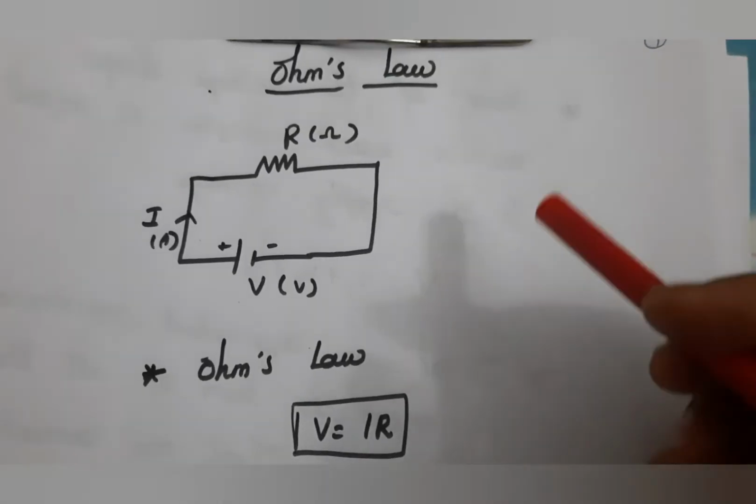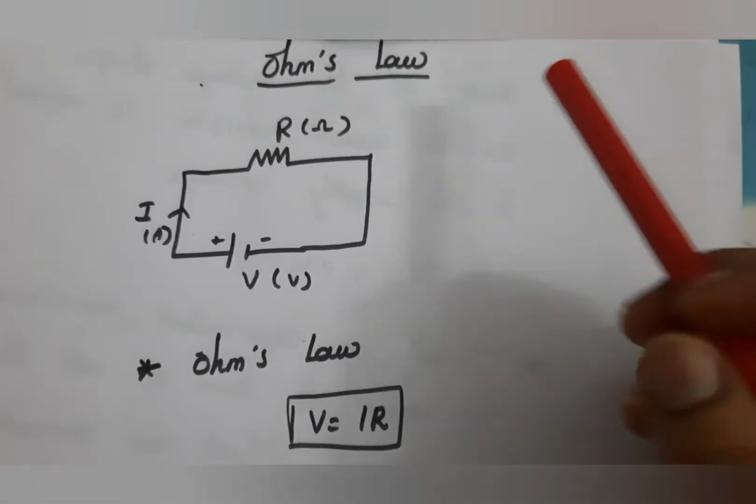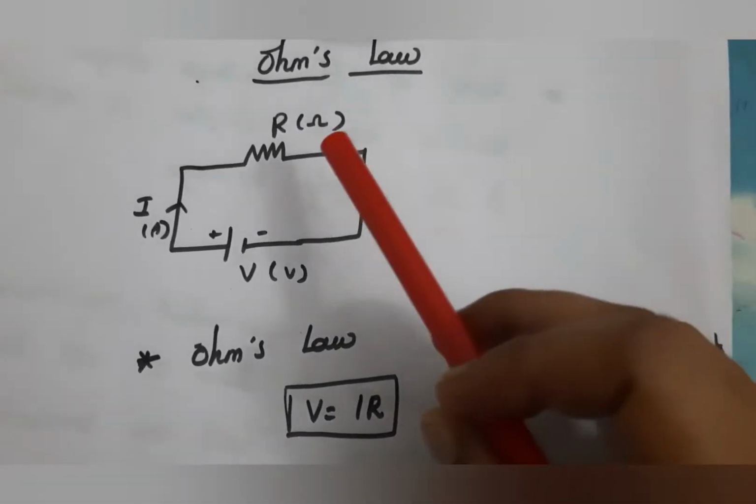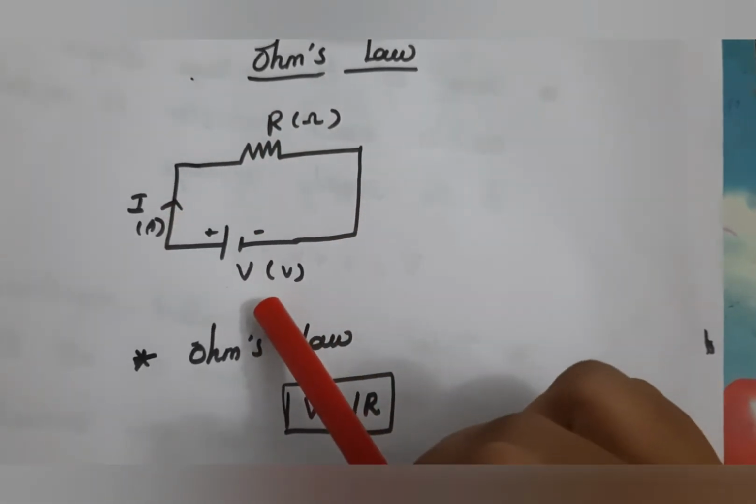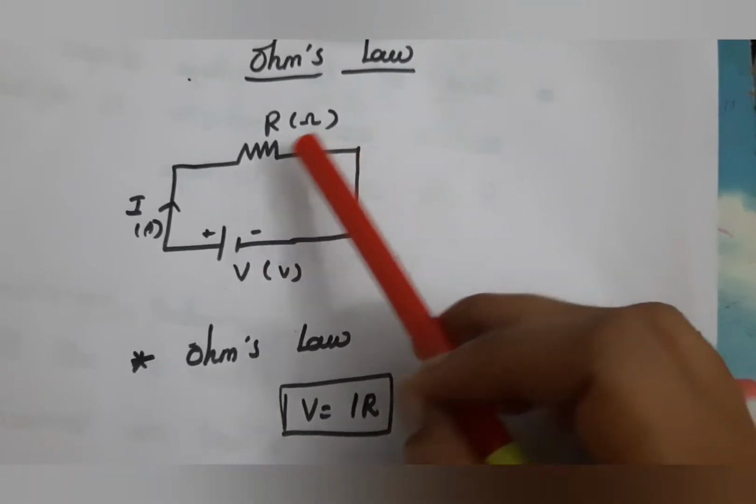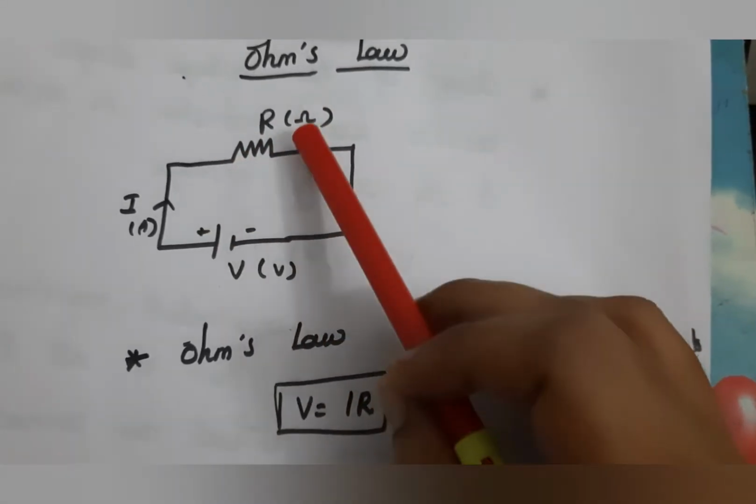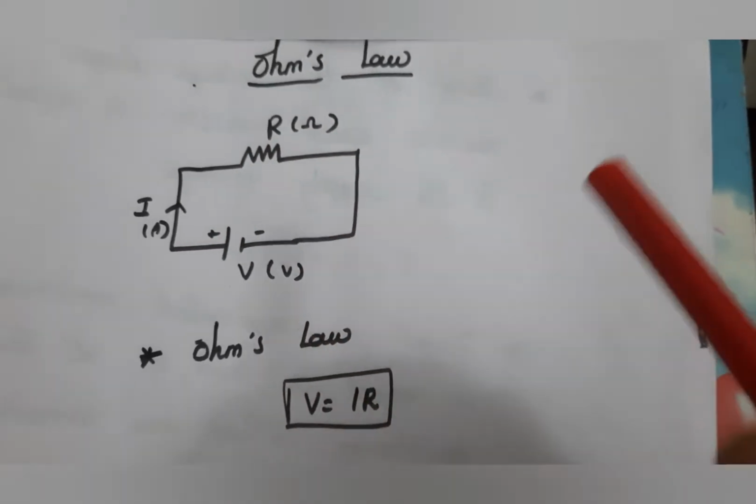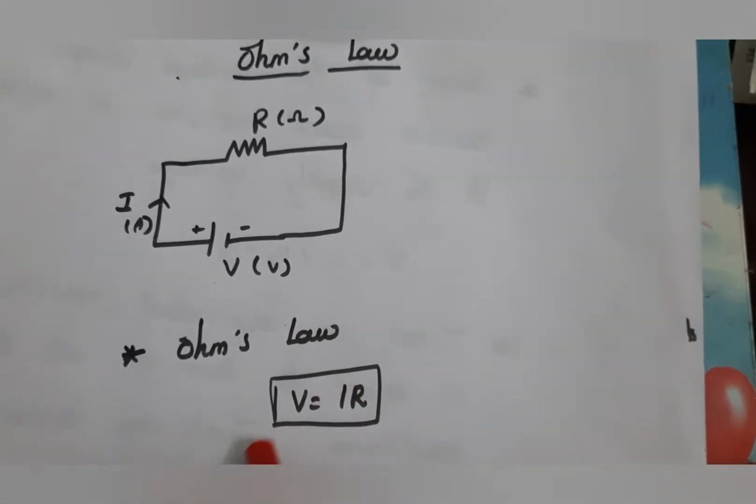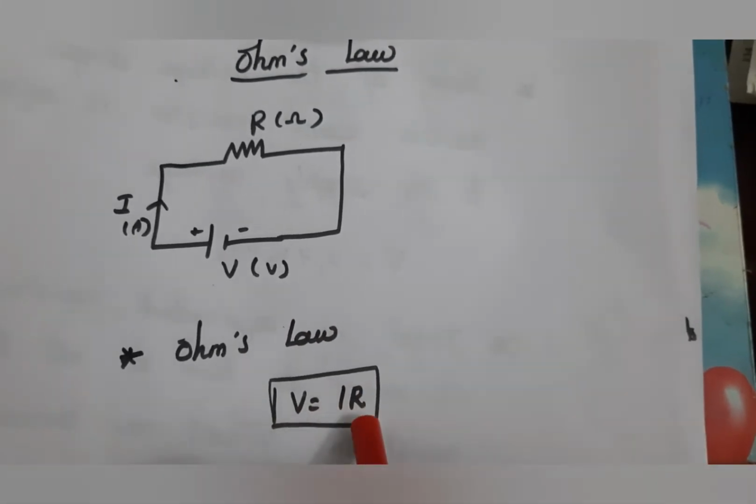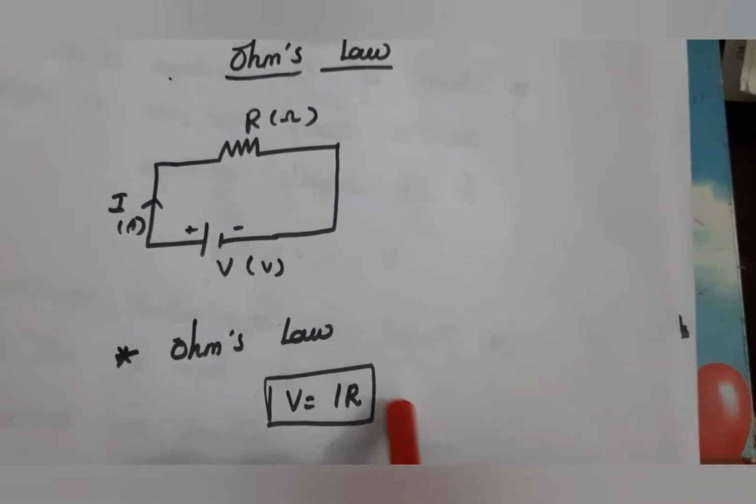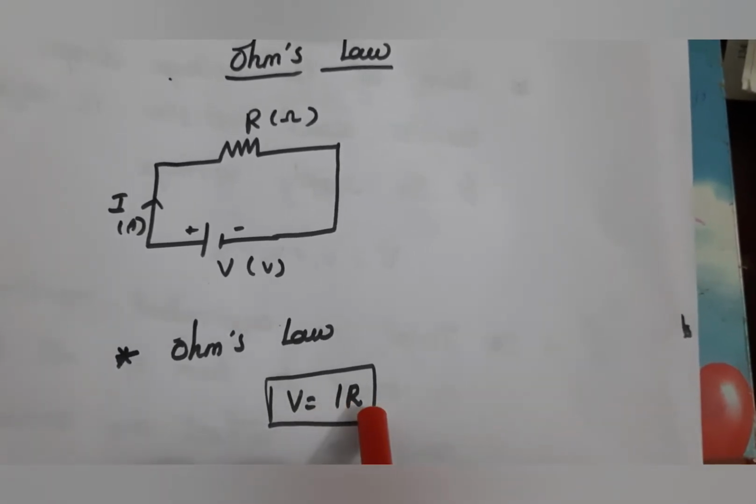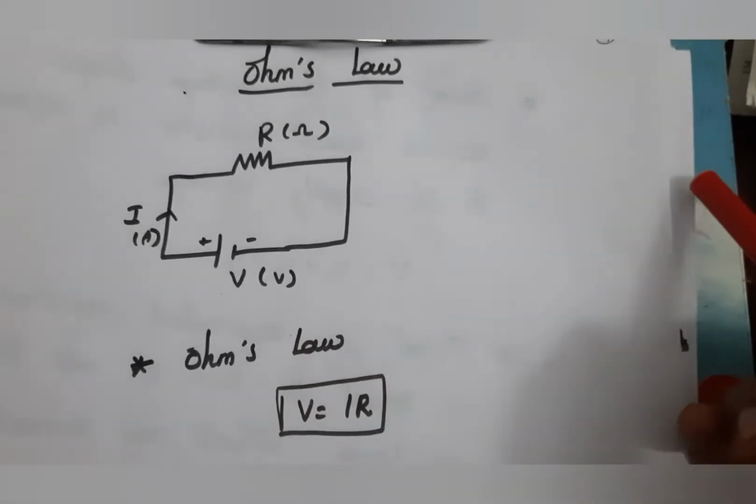In this video we are going to see about Ohm's law, and this law provides the relationship between three quantities: resistance, current and voltage. Ohm's law gives the relationship between these three quantities R, I and V. According to Ohm's law, voltage V is equal to IR, the product of current and resistance, and this is known as Ohm's law.